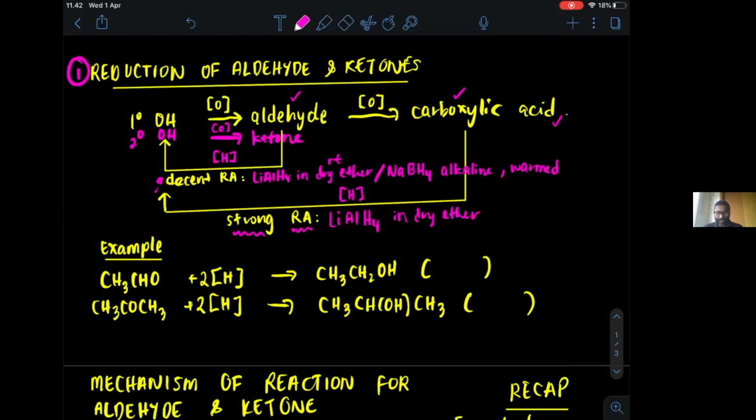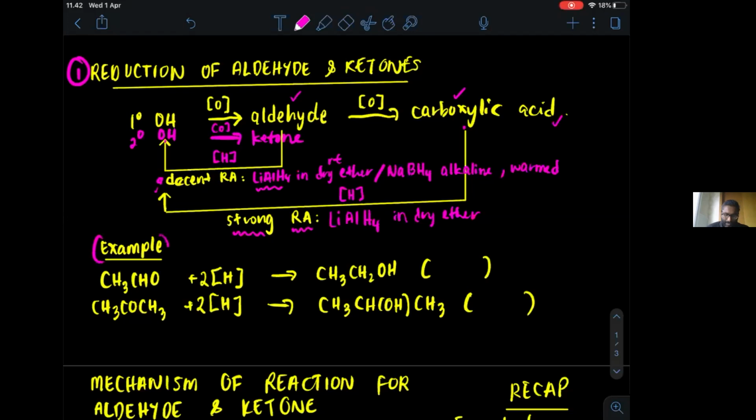So take note, lithium aluminium tetrahydrido aluminate is a very good reducing agent, so it can help to change carboxylic acid to primary alcohol. But when it comes to carboxylic acid changing to primary alcohol, you cannot use NaBH4, alkaline and warm, because it's not strong enough.